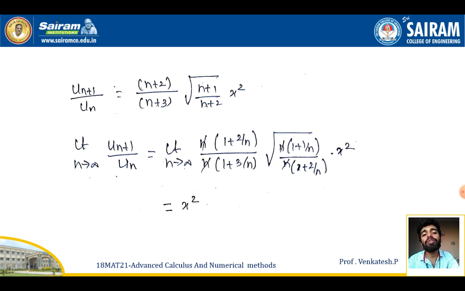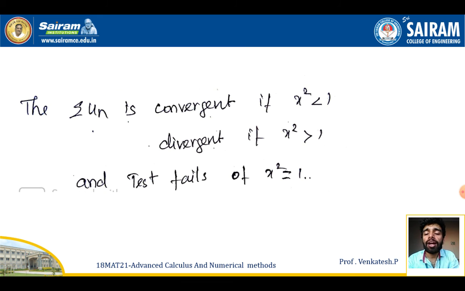So now here also we'll follow three cases. Summation un is convergent if x square is less than 1, it is divergent if x square is greater than 1, and the test is going to fail if x square is equal to 1.